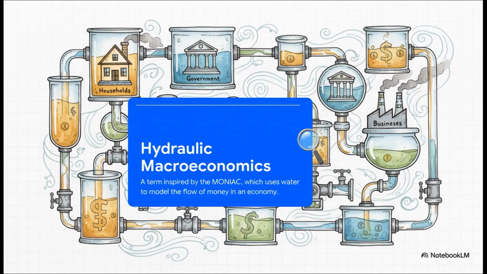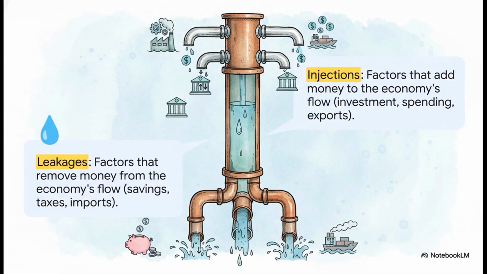Okay, so the big question: how on earth does this contraption of tubes and tanks actually work? Well, Phillips's whole invention was built on a simple but totally brilliant analogy. Water is money. The big tanks you see represent different parts of the economy: households, the government, businesses. And the flow of colored water between them is the flow of money. It's that simple. The model just beautifully shows this core economic idea from the time, something the economist John Maynard Keynes was all about. You have to balance the leakages from the economy with the injections into it.